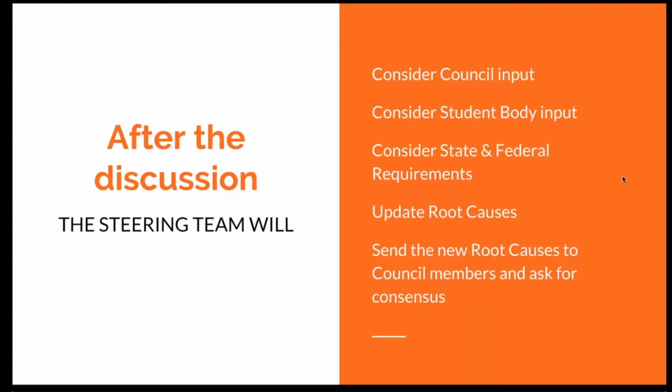Then after the discussion, the steering team will consider all the council input. They'll consider all the student body input, and then they'll consider the state and federal requirements. From there, they'll update the root causes, and then they'll send the new root causes to the council members and ask for consensus.